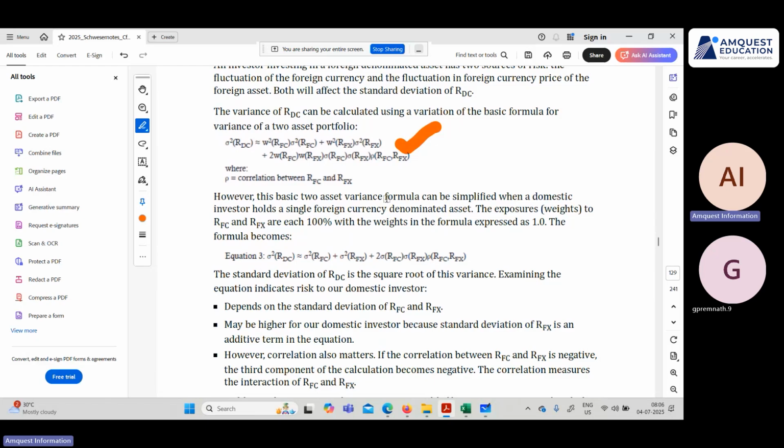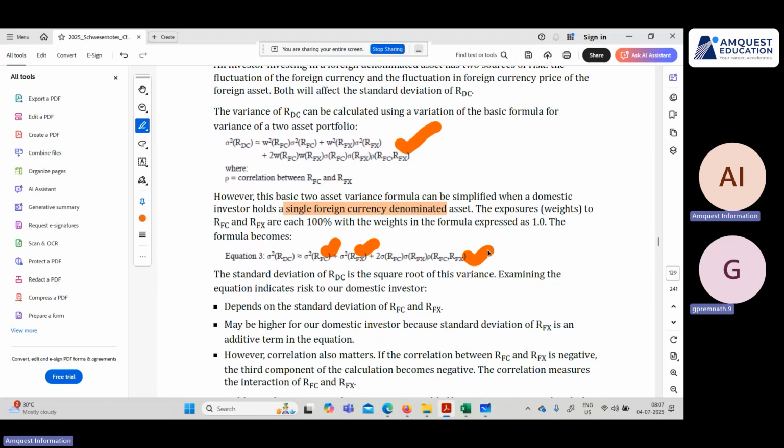However, the two-asset variance formula can be simplified when the domestic investor holds a single foreign currency. When there are no different weights and there is just one weight, you can reduce this equation. Look at the weight. The weight here is 1. So sigma square RFC plus sigma square RFX plus 2 sigma 1, sigma 2, and then the correlation.